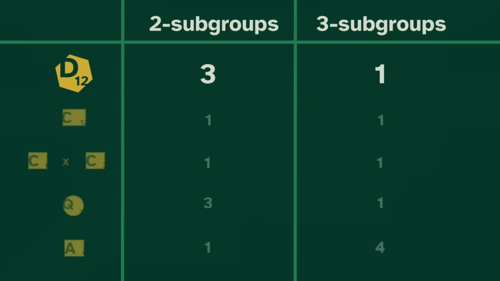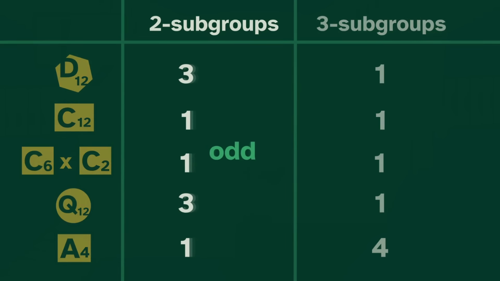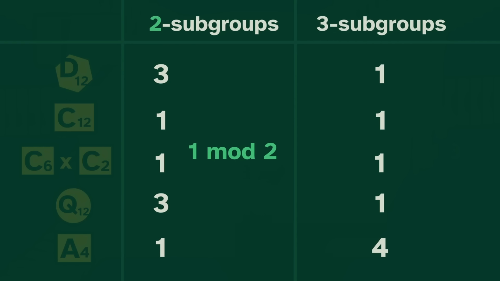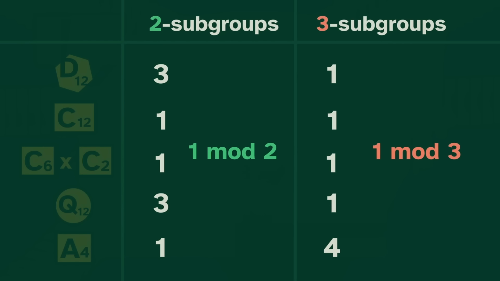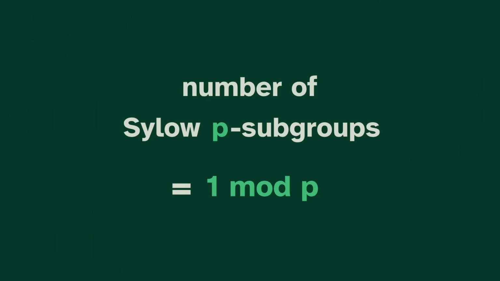Here are the counts for all the groups of order 12. What do you notice about the counts of the 2 subgroups? They're either 1 or 3. Which are both odd. Yes, the count of 2 subgroups is always odd, or 1 mod 2. And similarly, the number of the 3 subgroups are all 1 mod 3? Yes. The Sylow theorems tell us that the number of Sylow p subgroups equals 1 mod p.